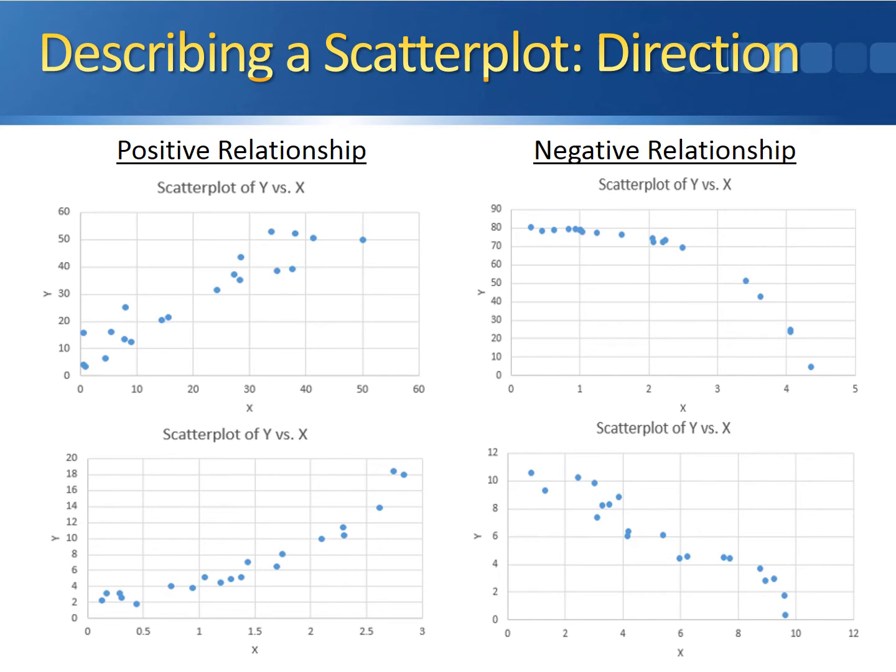The other way that we can describe a scatterplot is based on the direction of the relationship. Basically, two variables have a positive relationship if, as values of the predictor variable increase, the values of the response variable also tend to increase. This is what you see occurring on the left. On the other hand, if the response variable tends to decrease when the predictor variable is increasing, we have a negative relationship between the variables.